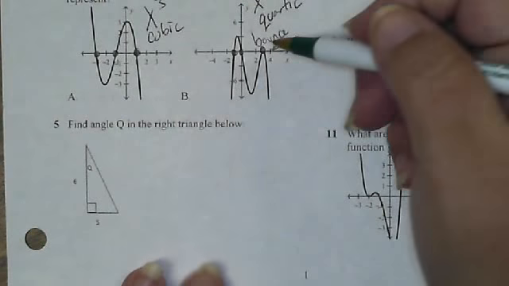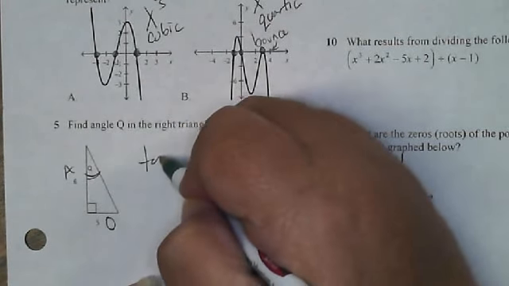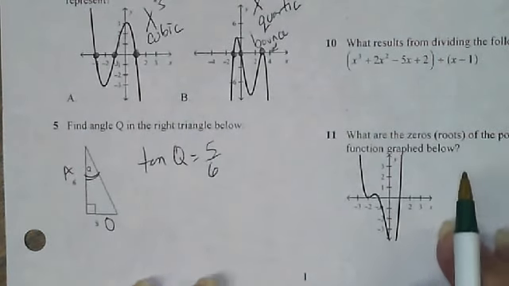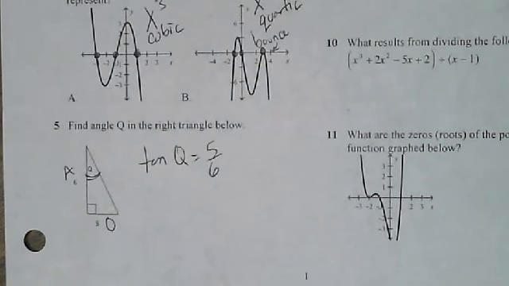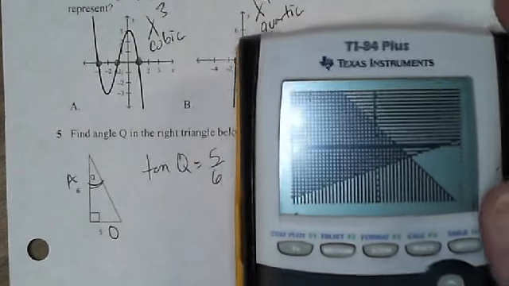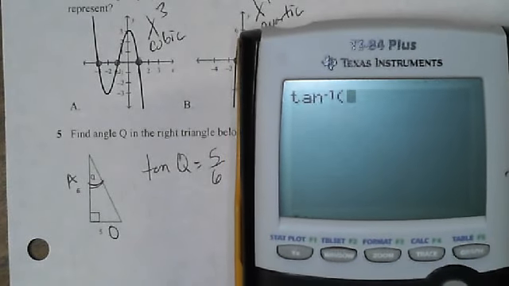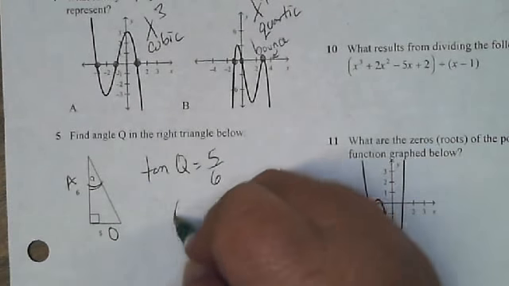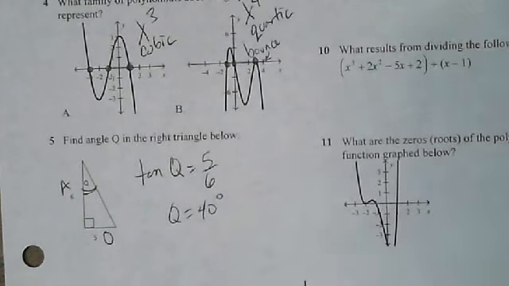Number 5. Find the angle in the right triangle below. The angle's right here, so that's our A and that's our O. That means we're going to use tangent. Of 5 over 6. Because we don't have the angle, we're going to use our blue button. So in the calculator, blue tan 5 divided by 6 gives me 39.8 or 40 degrees. So Q equals 40 degrees. I think it's a Q. Anyway, hard to tell. Moving on.